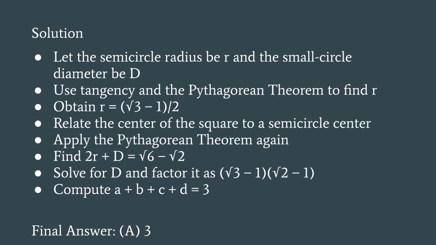Now focus on the center of the square. The small circle is tangent to the semicircles, so the distance from the center of the square to the center of one semicircle equals the radius of the semicircle plus the radius of the small circle. Since the diameter of the small circle is d, this distance is r plus d over 2.